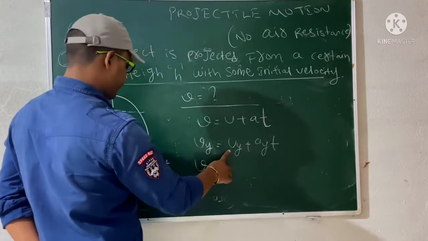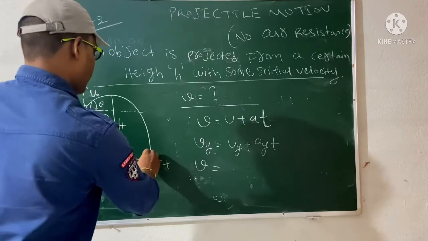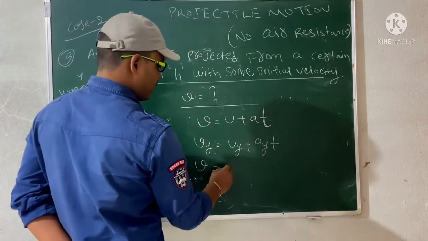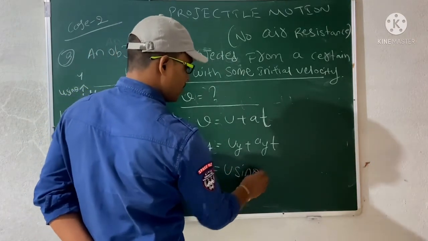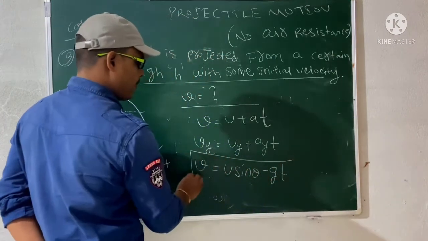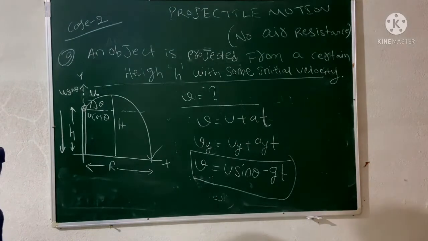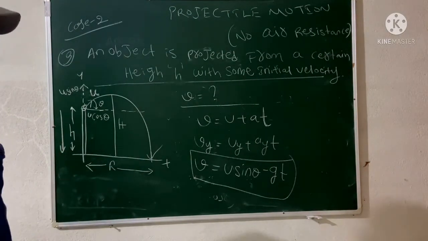So vy is your final velocity. It is moving downward, so that will be vy. Uy is nothing but u sin theta, and ay is minus g into t. Right. So this is the final velocity equation. So all will be derived from the equations of motion, that is the three equations of motion: v equal to u plus at, s equal to ut plus half at square.